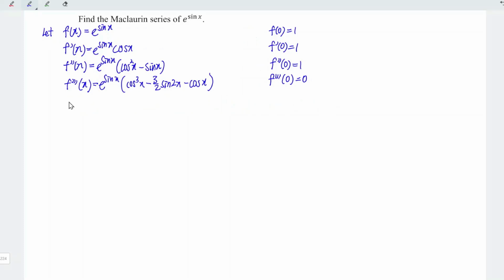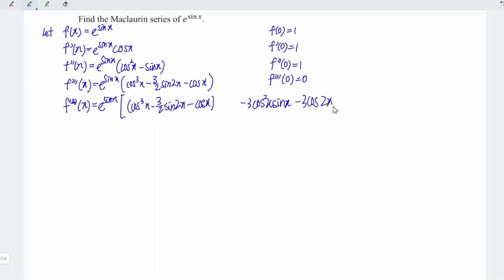Let's continue to differentiate the function with respect to x for the fourth time. Again, by using the simple hack, firstly copy the exponential function e to the power sine x, make a bracket, and copy the rest of the function. We have cos cubed x minus 3 over 2 sine 2x minus cos x. And differentiate them. Differentiate cos cubed x, we have negative 3 cos squared x times sine x. Differentiate negative 3 over 2 sine 2x is negative 3 cos 2x. Differentiate negative cos x is positive sine x. Don't forget to obtain the derivative of the power of this exponential function, so we have cos x here.